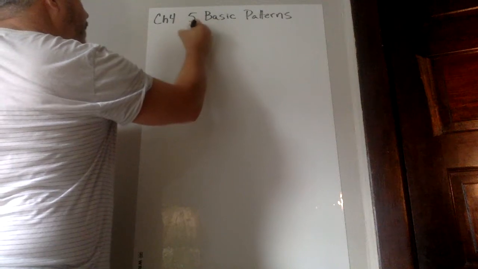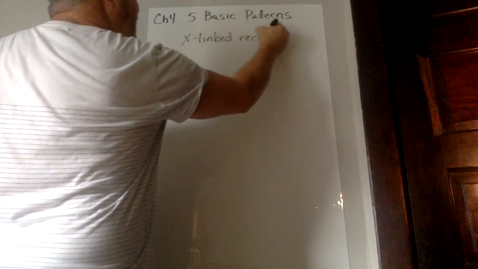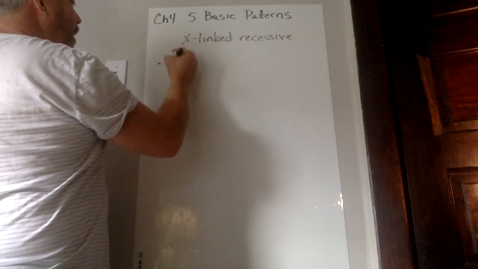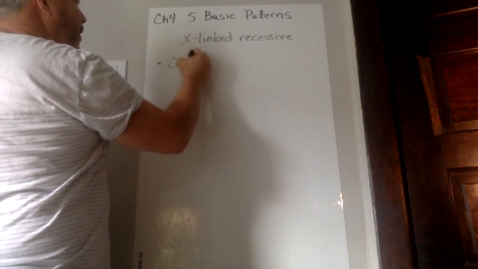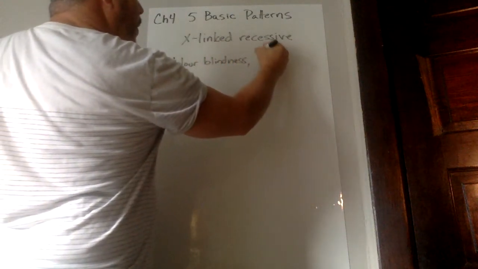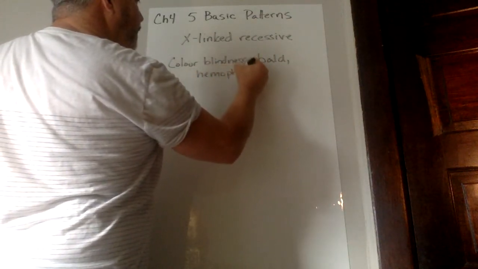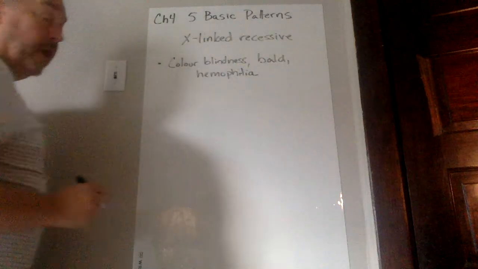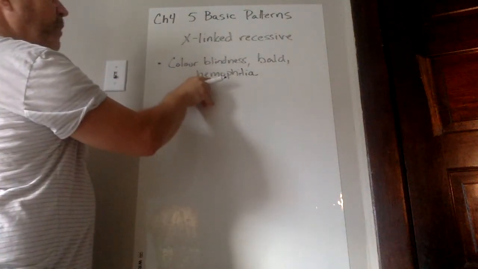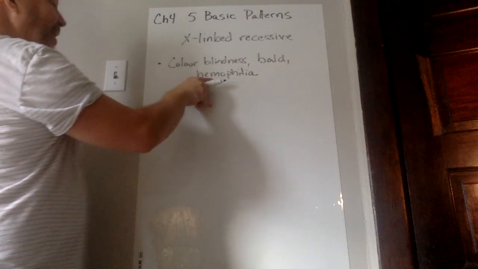So next one is going to be X-linked recessive. Now this one has some history to it. We know a lot about a few of these traits. A lot of you may be familiar with color blindness, or balding, or hemophilia. I often talk about the Tsar Nicholas II of Russia, and his wife was related to Queen Victoria. She was a carrier, and she passed it on to their only son.